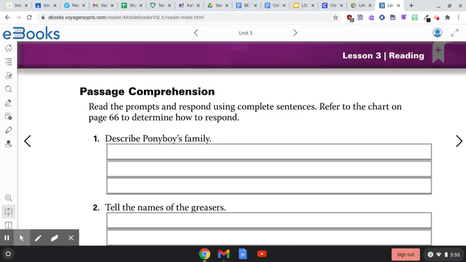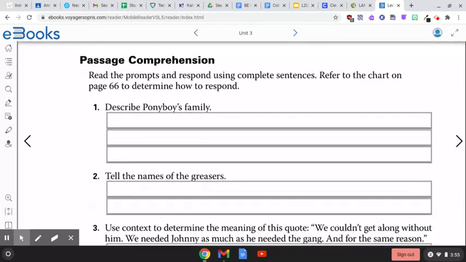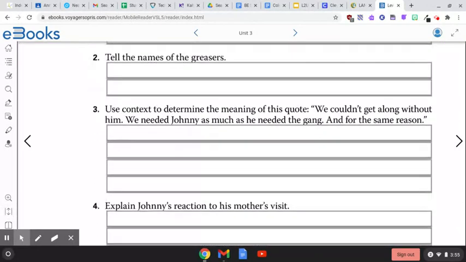We are going to reread the excerpt from The Outsiders. Let's read the questions to provide a purpose for rereading the text. Turn to page 89 in your student books. I want you to read the prompts aloud with me. Number one, describe Ponyboy's family. Number two, tell the names of the greasers.